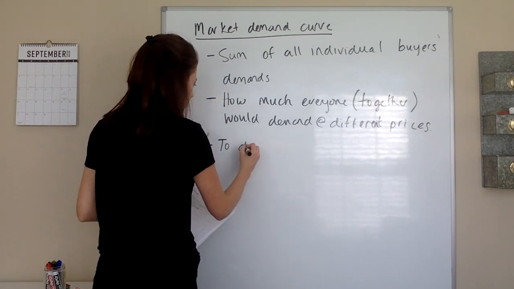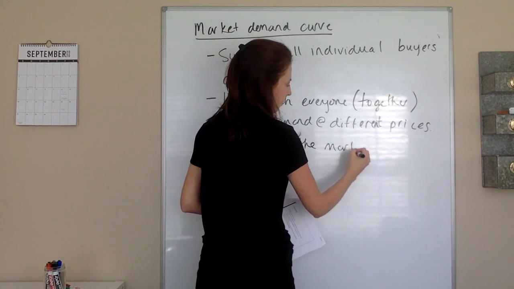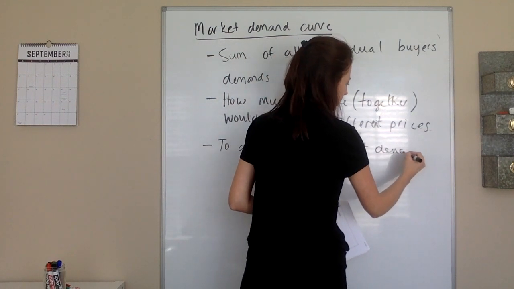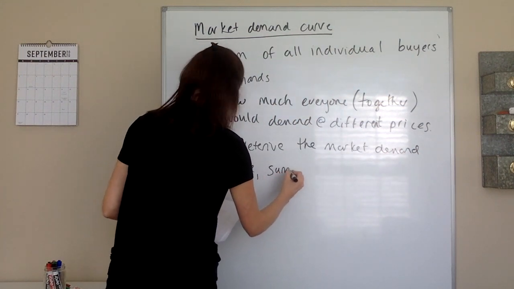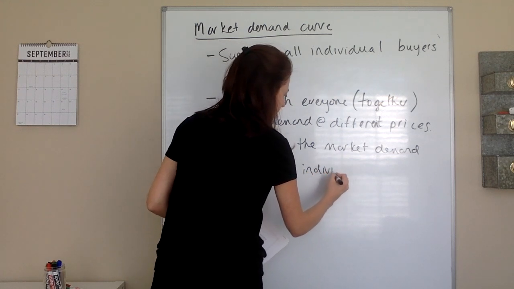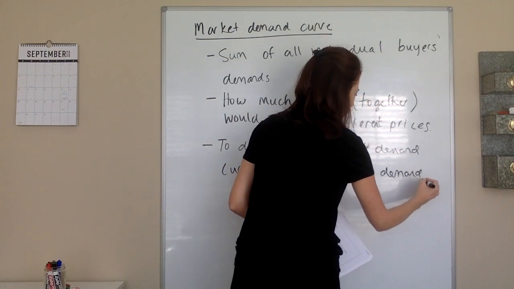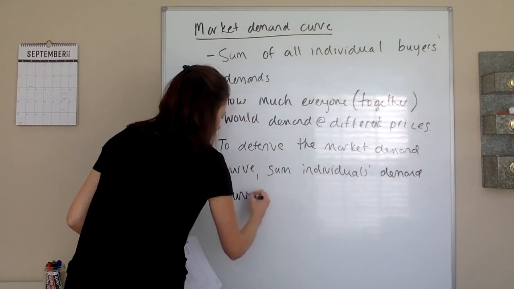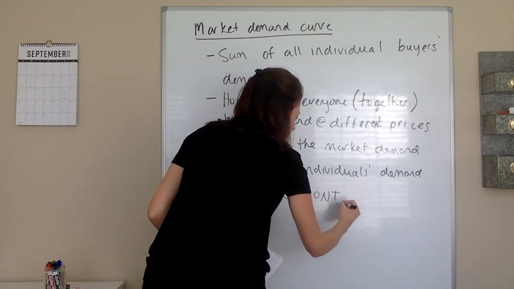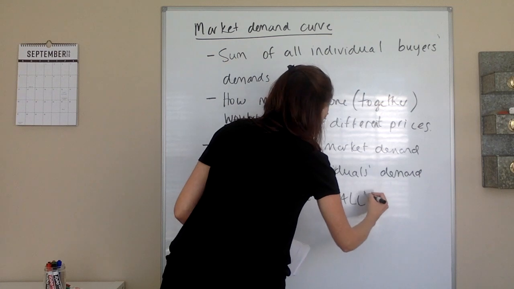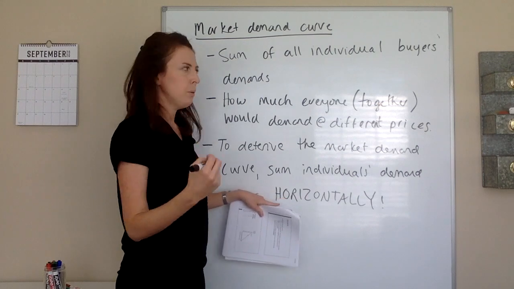So in your notes, you need to write to derive the market demand curve, we sum individuals' demand curves. And then here's the important part, horizontally. Okay, think about just a minute what a horizontal addition would mean.